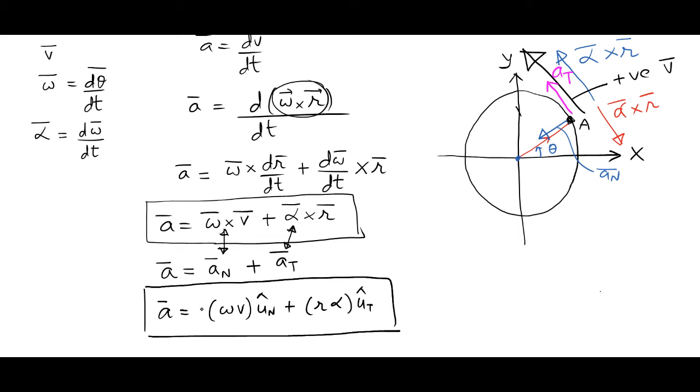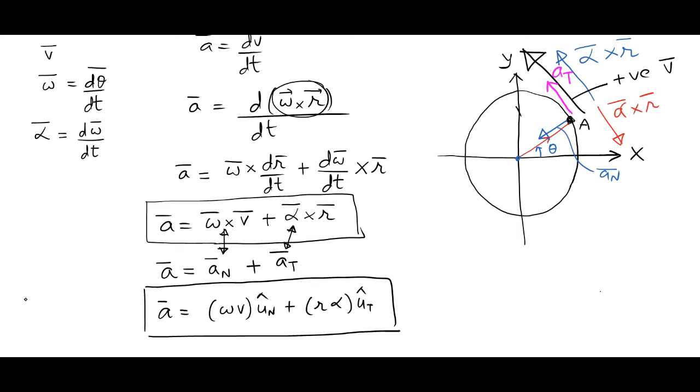So the total acceleration of a particle in circular motion is omega v un cap plus r alpha ut cap, where omega and v and alpha are all scalar. They are vectors which have been converted into scalars by the method which I just showed you. R is of course the radius of the circle, and this first component is the centripetal acceleration, where un cap of course is the radially inward unit vector. Now the second component is the tangential acceleration, where ut cap is the tangential unit vector in the forward direction, that is in the direction of motion.